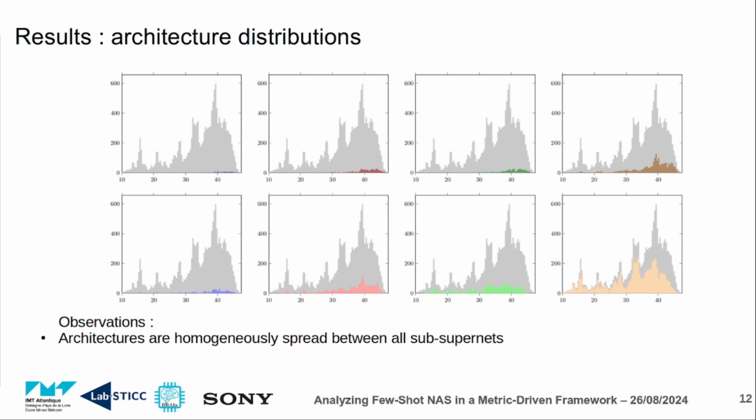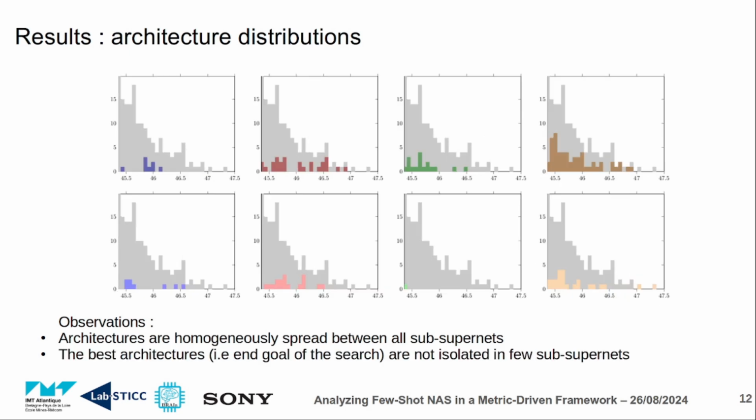On the x-axis, we have the ground truth validation accuracy according to the benchmark. On the y-axis is the distribution of the architectures. The union of all 8 distributions would amount to the full search space. We observe that architectures are homogeneously spread amongst all sub-supernets, while the most beneficial outcome would be for all good architectures to be grouped in a single split.